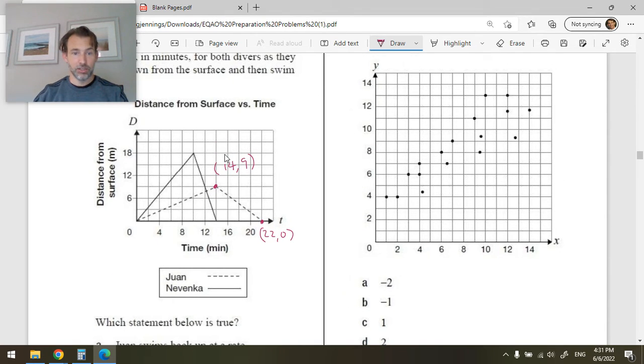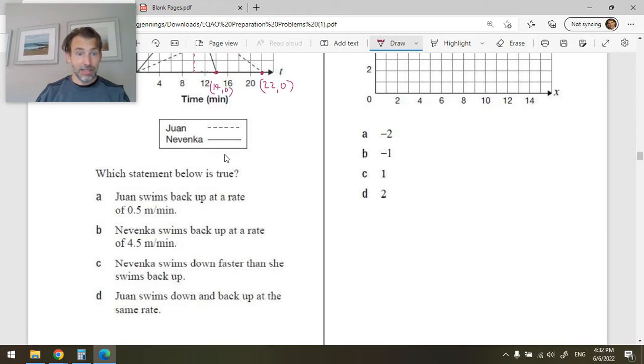Here's Navenka. She's the solid line. And here's her point up here. This is the point 10 in the x, 18 in the y. And then she finishes her swim here at 14 in the x, 0 in the y. So my rise is -18. It goes down -18 here. And then the run is 4. -18 over 4 is 4.5.